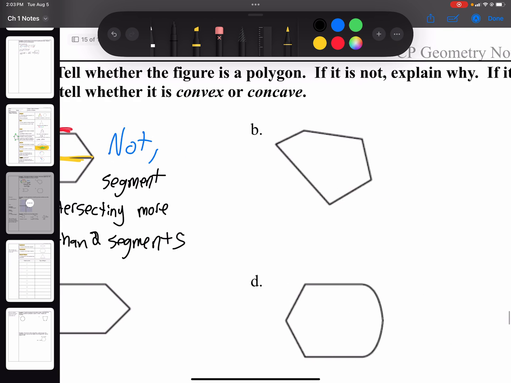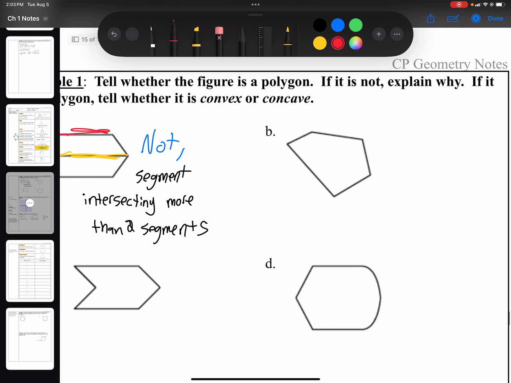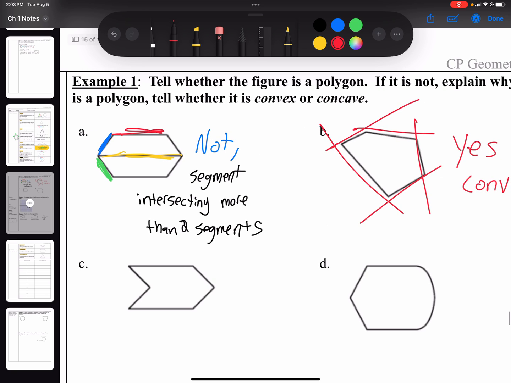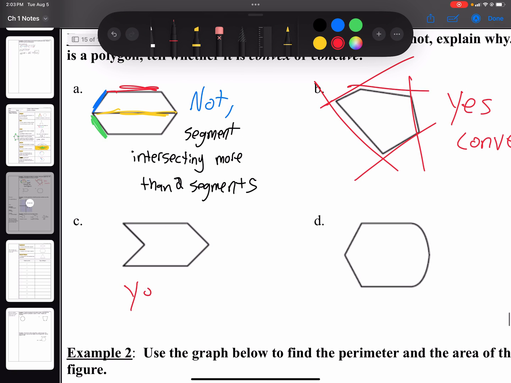Is B a polygon? Sure is. Is it concave or convex? If you extend the sides, none of them go on the interior, so that is a convex polygon. C is a polygon. If you extend this side, it passes through the interior, so that means it is a concave polygon. Now D has a curved part. Can't have curved part. That is not a polygon because it is curved.